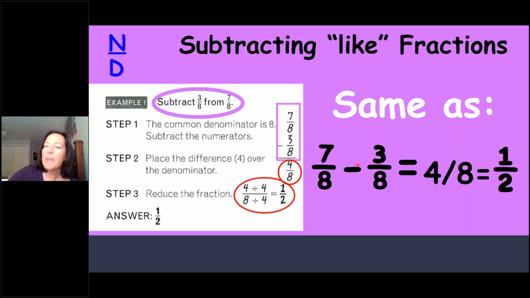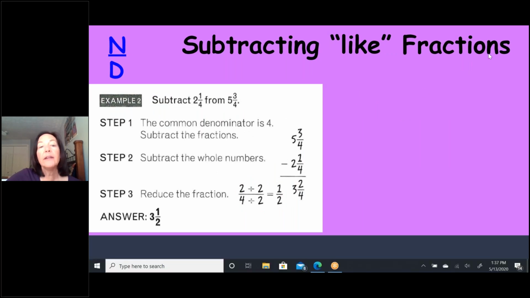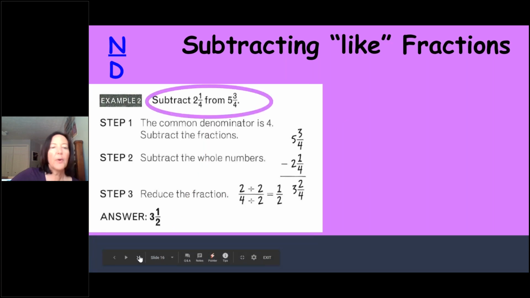On mine, I like looking at it like that because I see my denominators are the same. I just do 7 minus 3 equals 4. My denominator is an 8, and then I still simplify. Okay, so now this one is another example of subtracting like fractions. Okay, so again, the problem is subtract 2 1/4 from 5 3/4. They wrote the problem up and down again.